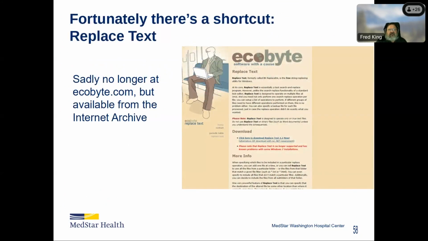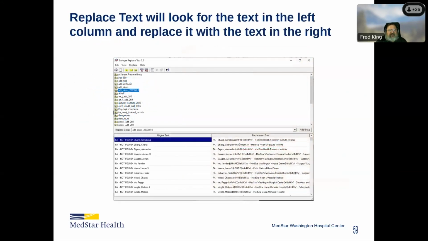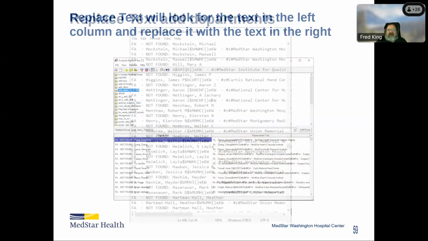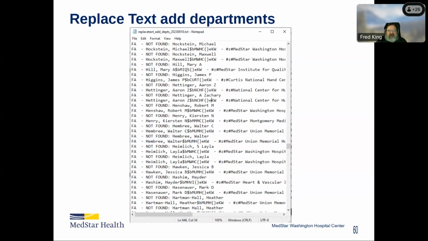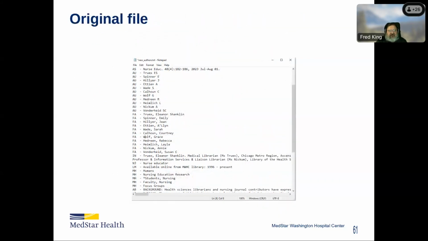Fortunately, there's a shortcut called Replace Text. Looks for everything in the left column, replaces it with what is in the right column. That's an awful lot of time. So it looks for example, not found, Heimlich asked Layla, replaces it with Heimlich, Layla. The field B is the individual institution tag for that name, and the Washington Hospital Center.